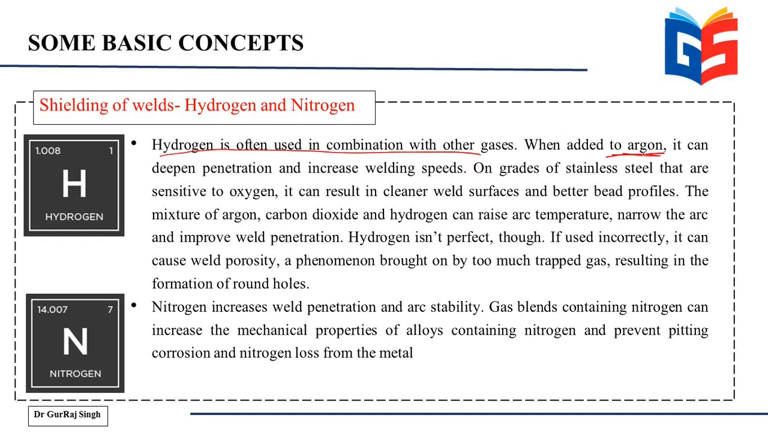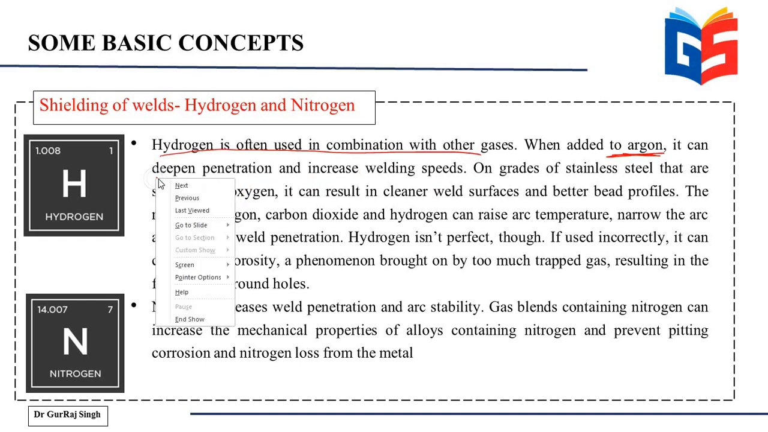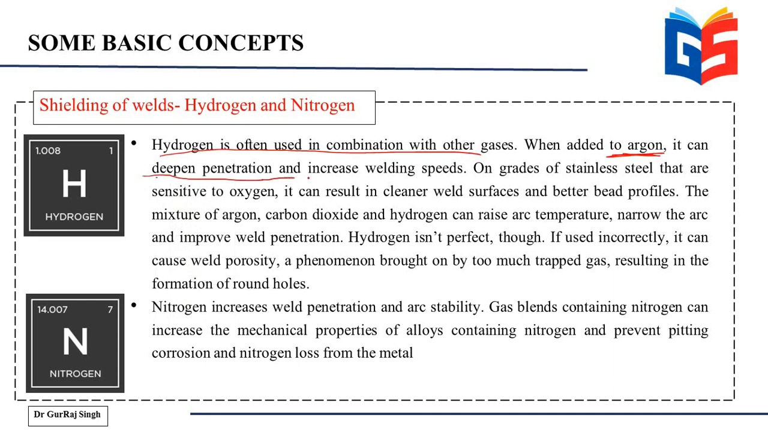When it is added to argon, it can deepen the penetration and increase the welding speeds. So if you want to have a deeper weld, and if you want to have a fast welding operation, you try to add hydrogen to argon gas, which is used as the shielding gas. On various grades of stainless steel that are sensitive to oxygen, it can result in cleaner weld surfaces and better bead profiles.